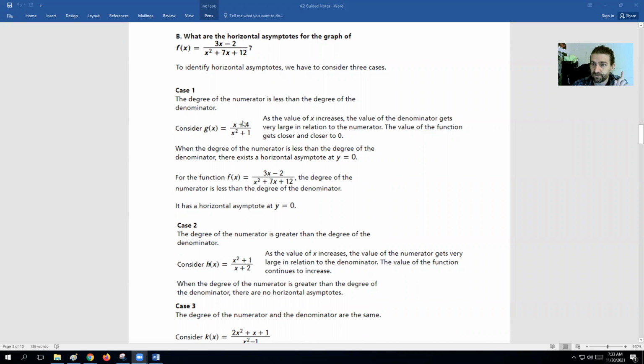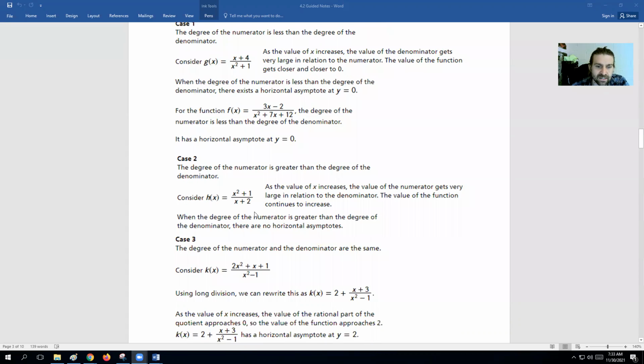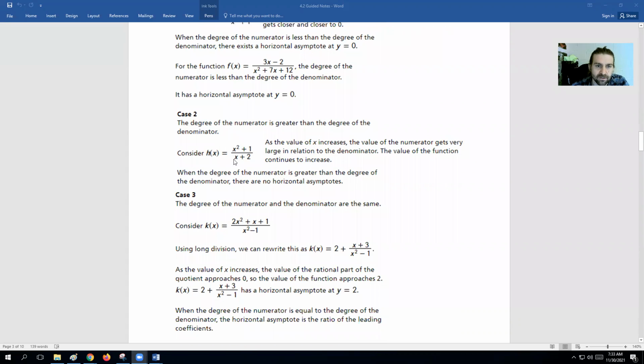So case 1 for horizontal asymptotes is if the bigger degree is on the bottom, it's 0. All right, the second case is what happens if the larger degree is on top. If the larger degree is on top, there's no horizontal asymptote. It goes towards infinity or negative infinity, and that's determined by something else that you'll learn if you take pre-calculus. Okay, so 2 cases so far.